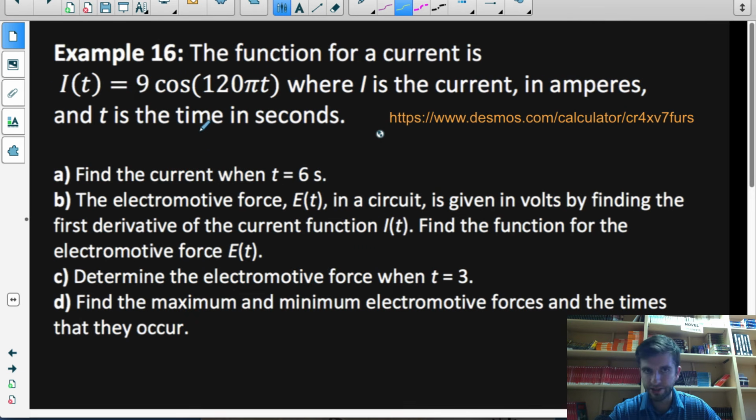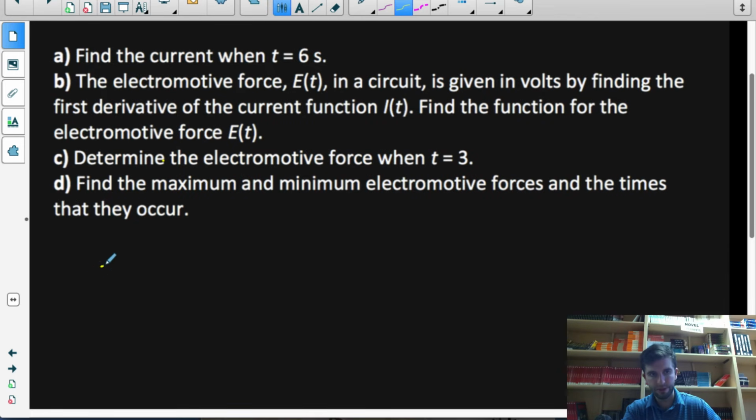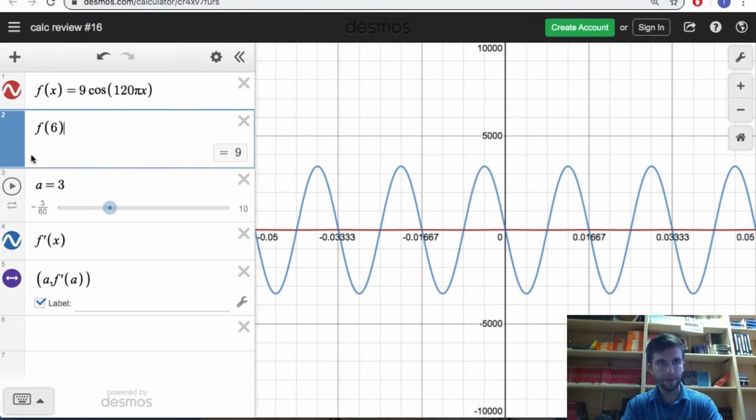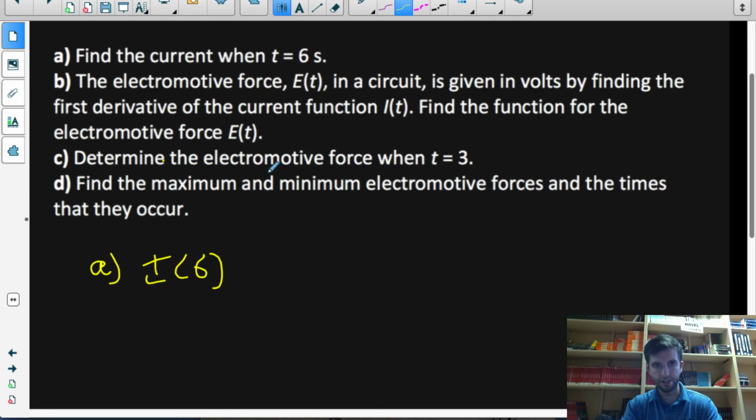Example 16, the last example. The function for a current is I at t equals 9 cos of 120 pi t, where I is the current in amps and t is the time in seconds. There's 4 parts to this question. Part A says find the current when time is 6. We just need I at 6, and I have Desmos calculating that for me right here. The value of the function when time is 6 is 9. So I at 6 equals 9 amps.